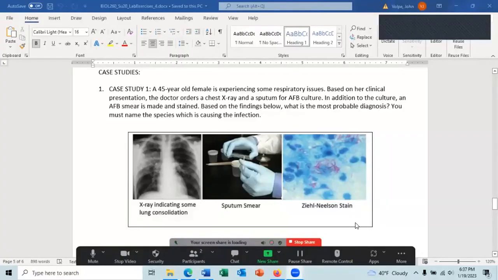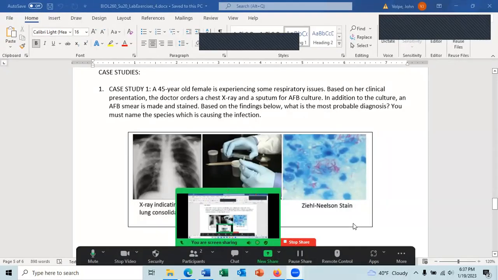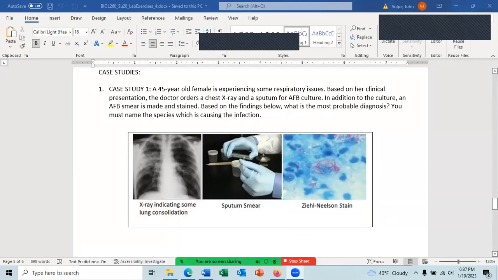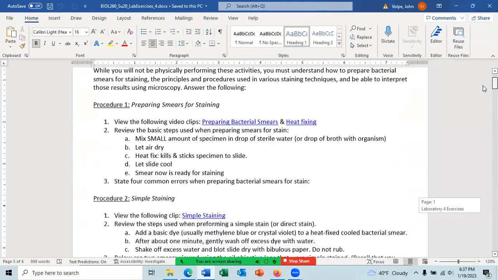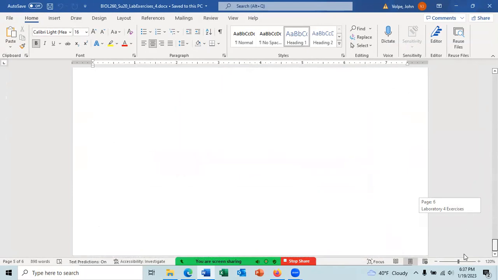Share the screen. All right, there we go. So the question is on the case studies of the lab, and this is lab 4, is that correct? Yes. Lab 4.